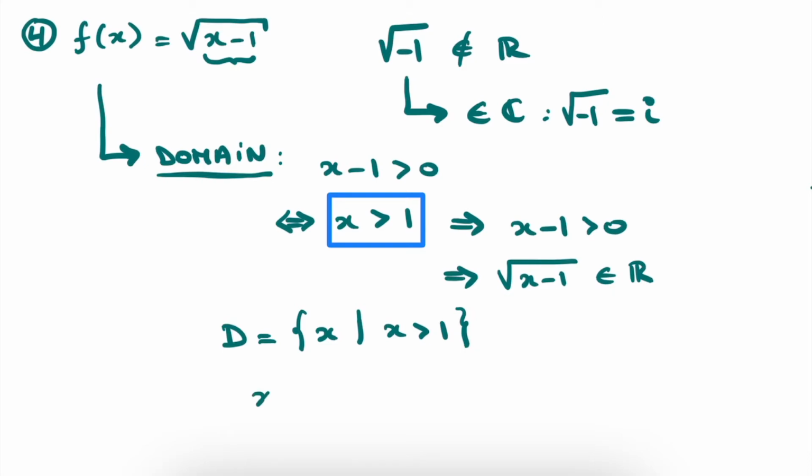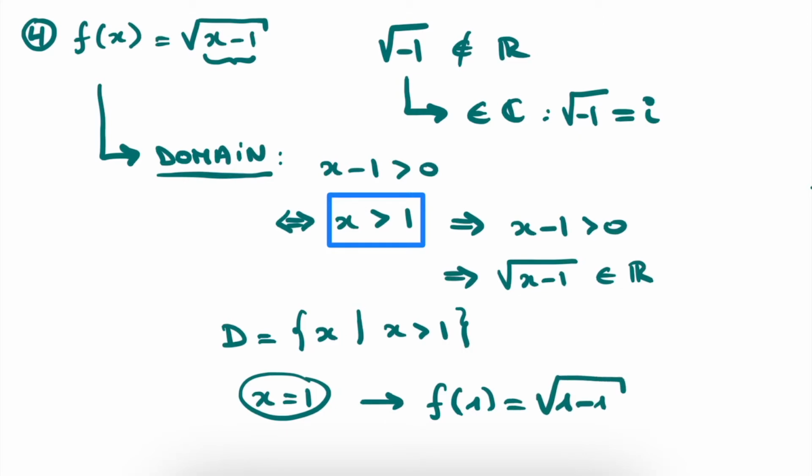However, what about x is equal to 1 exactly? Because at this point, x is equal to 1 is not in our domain. So let's simply fill x is equal to 1 in our function. That would mean that we get f of 1. Filling this in our square root, we get the square root of 1 minus 1, which is of course the square root of 0, and the square root of 0 is indeed 0, so a valid output.